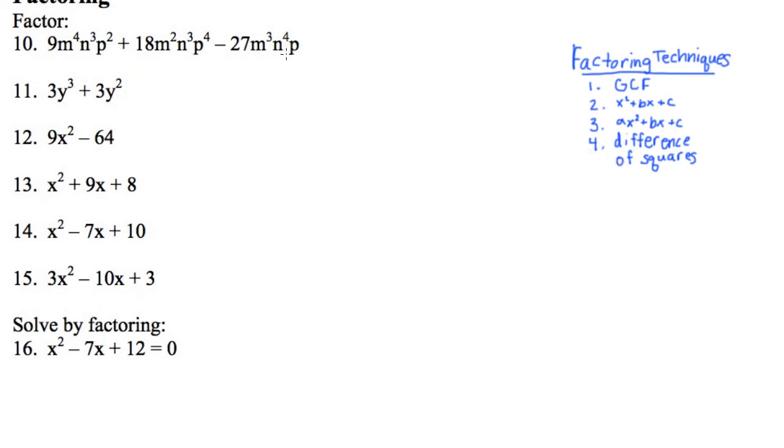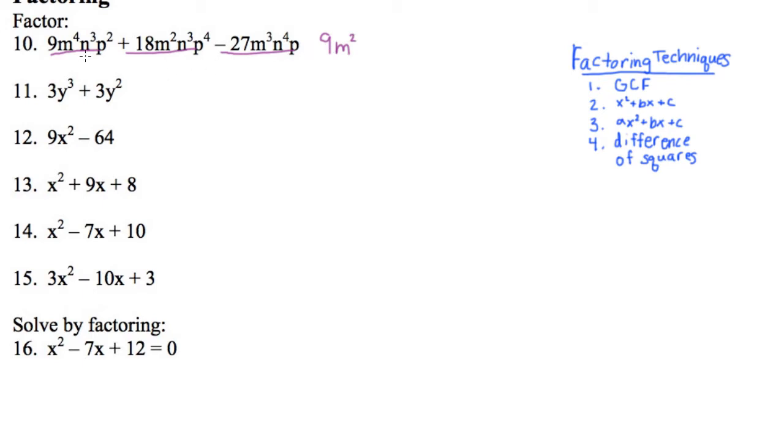Okay, this first one, you always try GCF first. Right here you have 3 terms, and you try to look for what's in common. What can be divided out of each one? Well, each one is divisible by 9. And then let's look at the letters. We've got m to the 4th, m squared, m to the 3rd. What's in common? Well, m squared. There's at least an m squared in all 3 terms.